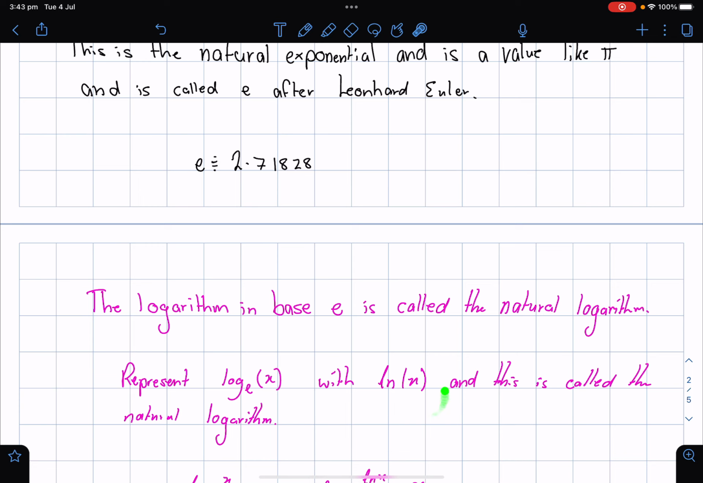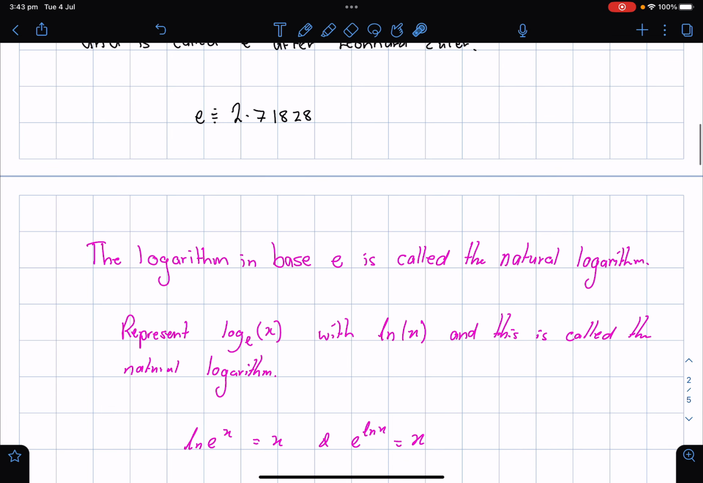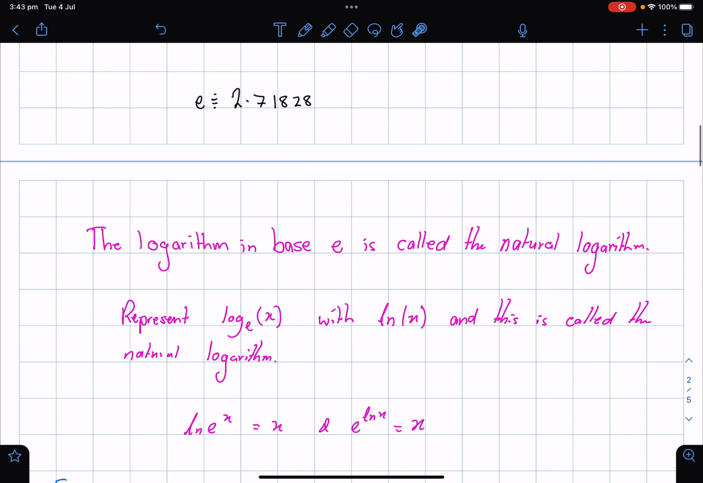Now you may see this button on your calculator, which is a good thing. We're going to use that quite a bit. So that's called the natural logarithm. Now I have two rules that we can use. So the natural log of e to the power of x is equal just to x, and e to the power of natural log of x is just x. So if we see these in our expressions, we can really simply simplify them.